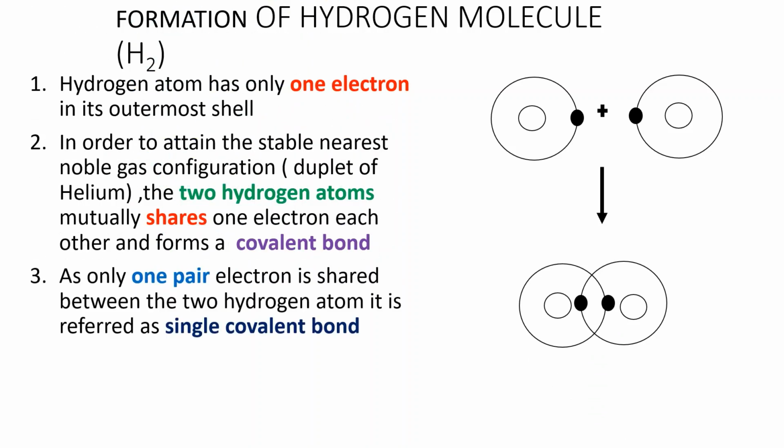Now as we see here, only one pair of electrons is involved during the formation of the bond. So we call this bond a single covalent bond. So this is the formation of a hydrogen molecule.